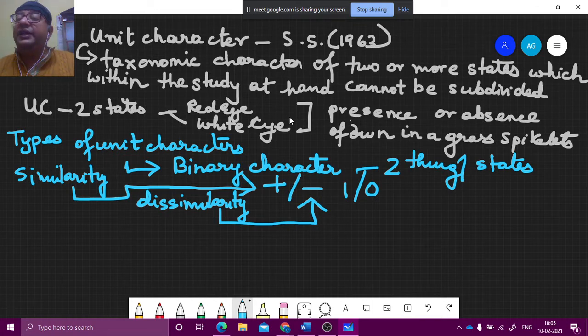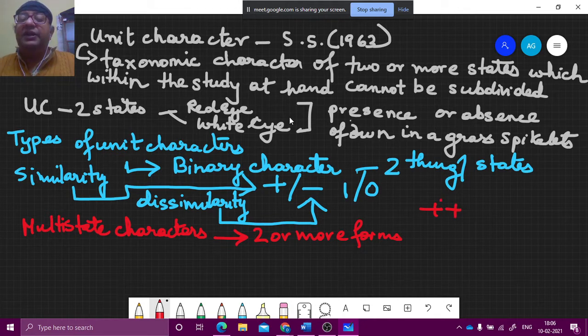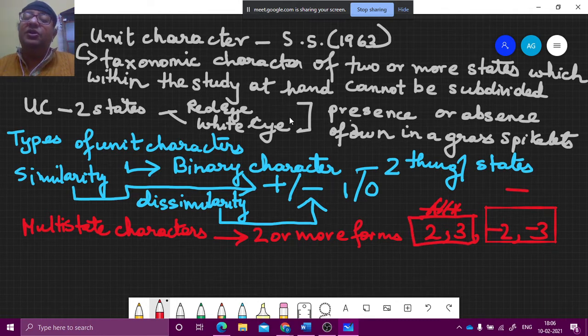We talked about binary character. Let's talk about multi-state characters. That is two or more forms. Some people write plus plus or whatever, but most of them write 2, 3 if there are two or more forms, and for dissimilarity -2, -3, or +2, +4. Many pluses together they can write as 2, many minuses as -2. This is how multi-state characters are represented.